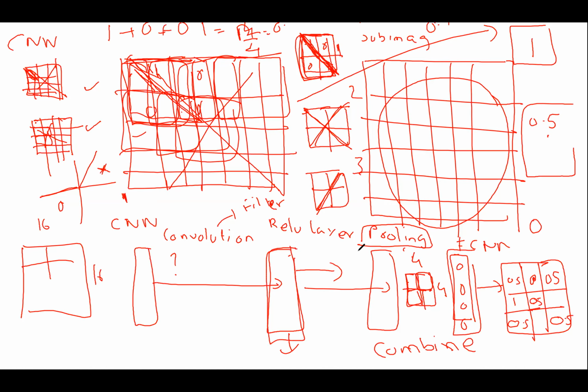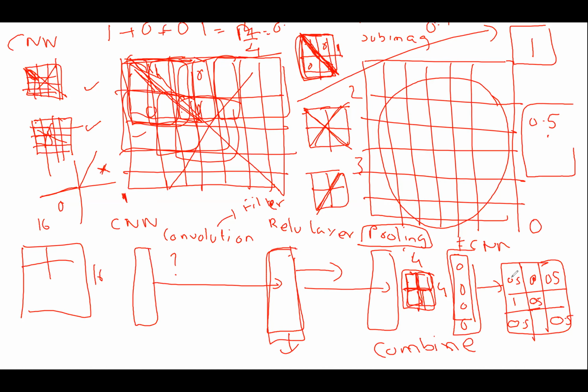Then the output of every filter is given to the pooling layer. The pooling layer adds all these things together, and finally the output is a much smaller subsection of the image, which is then connected to a fully connected network. You can run a neural network on this. Most image processing or image recognition algorithms use CNNs, or convolutional neural networks.